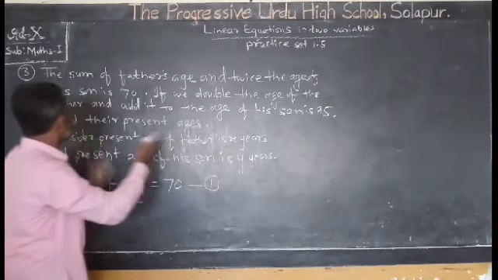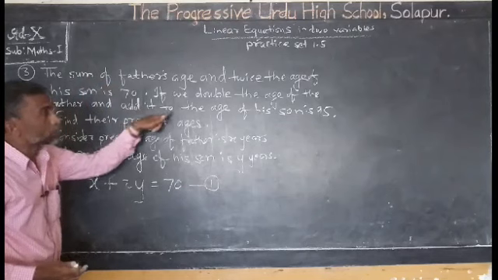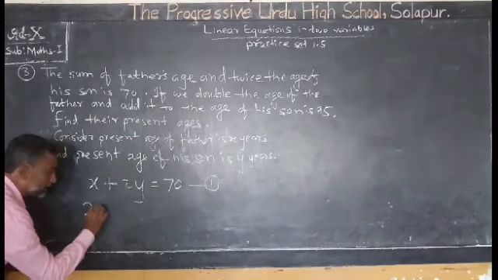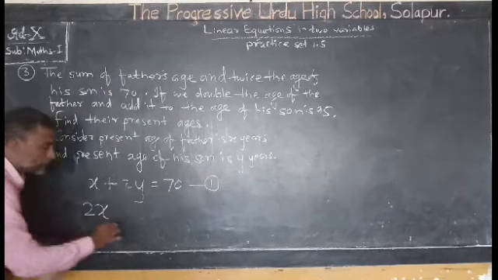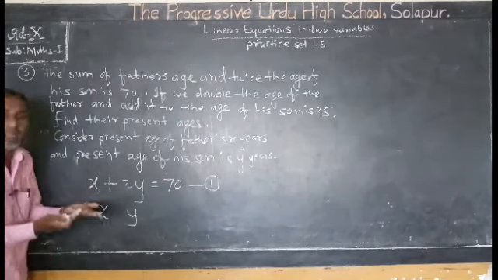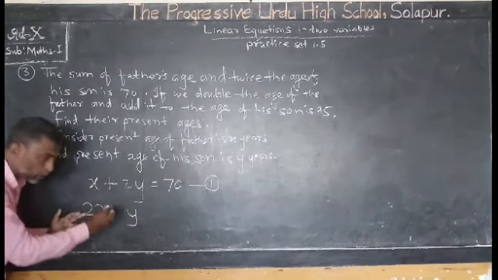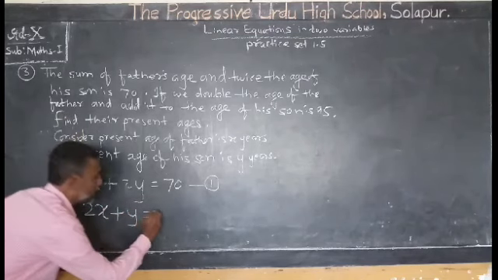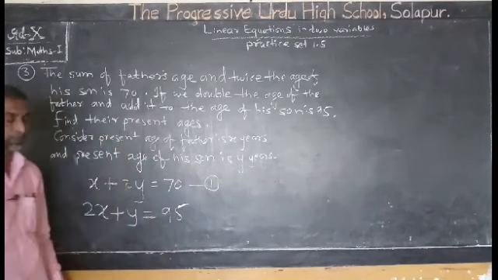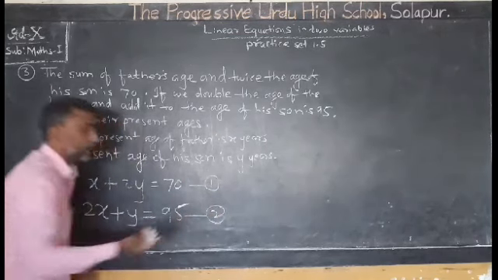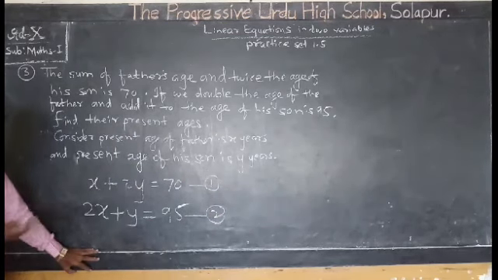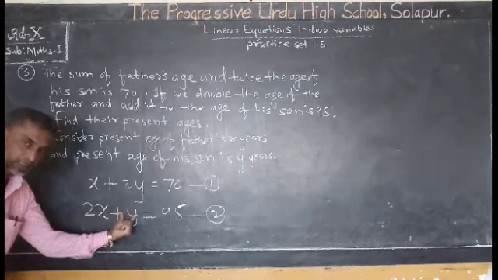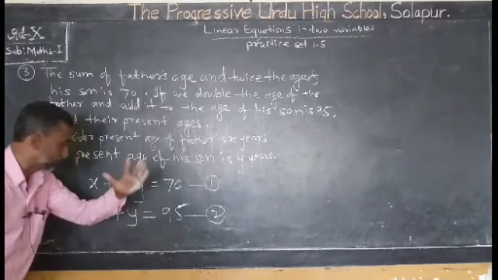If we double the age of father and add it to the age of his son, the sum is 95. That means if we double the age of father, that is 2x, and add it to the age of son, that is y, then the sum will be 95. That is equation number 2. In this way, equation number 2 is formed: the sum of double the age of father and son, that is 2x plus y, is equal to 95.